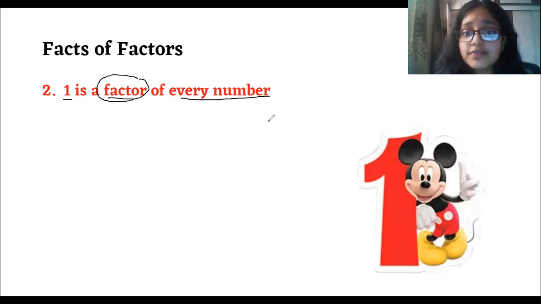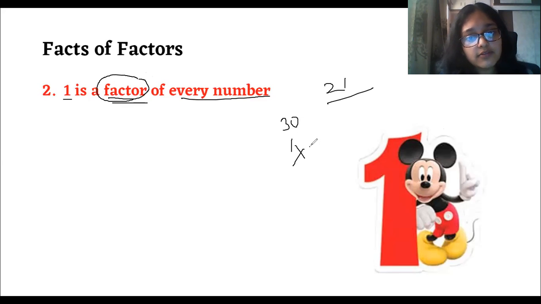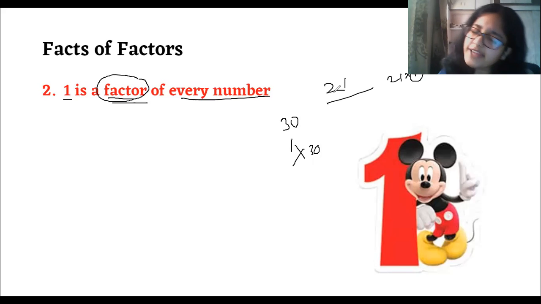For example, whenever we write factors, 1 will always be there. Check your answers from yesterday. Every answer has 1 in it. So 1 is always a factor of every number. For example, if there is a number 21, 1 will always be a factor. For 30, 1 30s are 30; 21 ones are 21. Like this, 1 is always a friend, a factor of any number, okay?